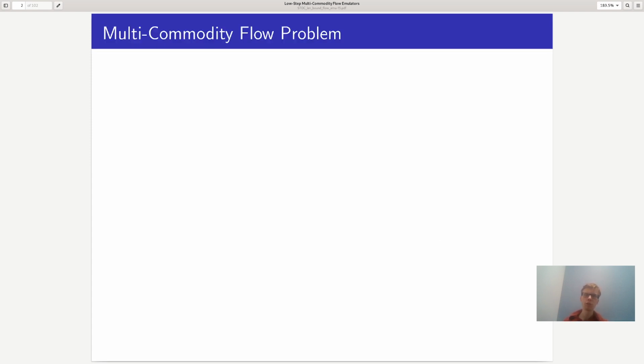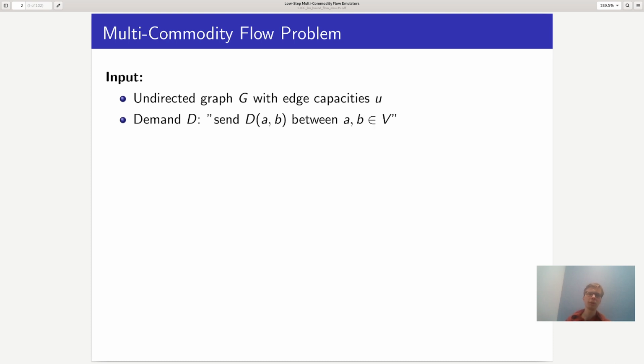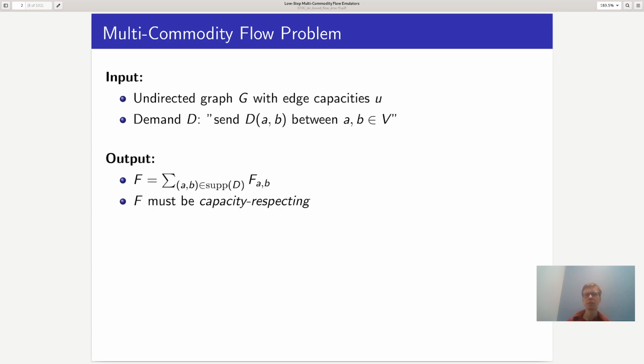So the multi-commodity flow problem is a very classical problem. We consider the problem, both the concurrent and non-concurrent variants of the problem, in undirected graphs with capacities. In the multi-commodity flow problem, you are also given a demand which essentially describes how you should send flow. Then for output, you want to output a single commodity flow between each pair of vertices in the demand. The sum of these flows should be capacity respecting.